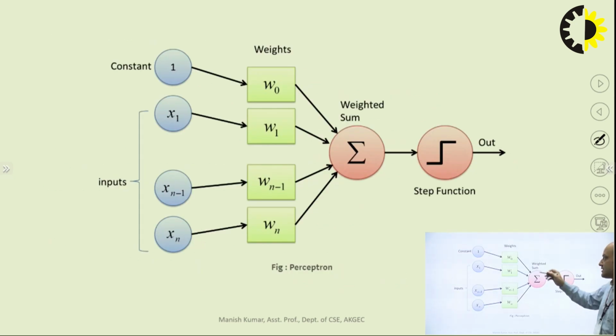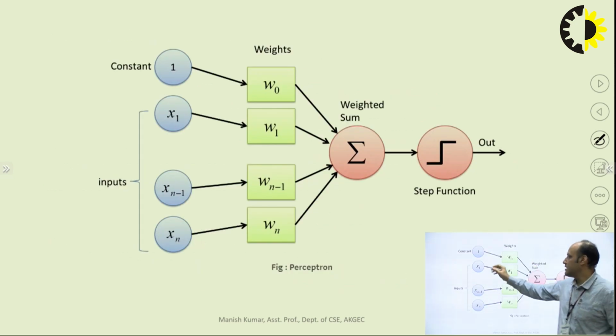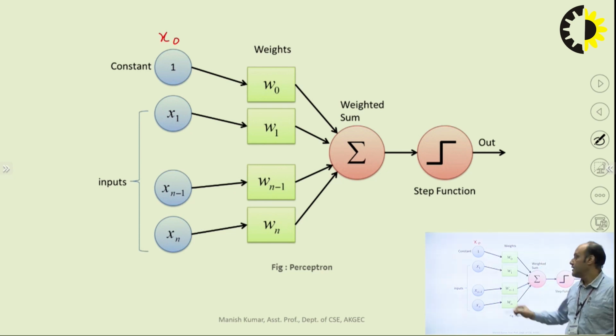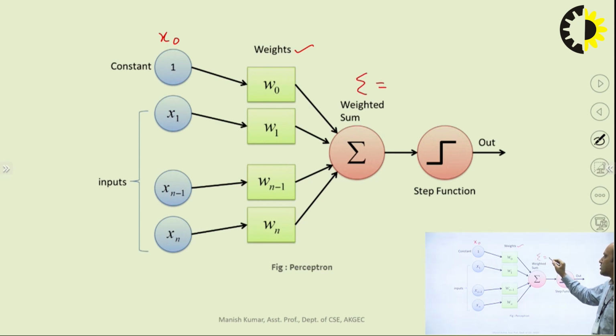See, this is the diagrammatic representation. This is my constant input x0. We are giving the instances, the inputs x1 to xn. Each edge will have some weight, W0, W1, Wn, and we will do the summation. The summation is equal to x0 W0 plus x1 W1 and so on. This is the linear combination.